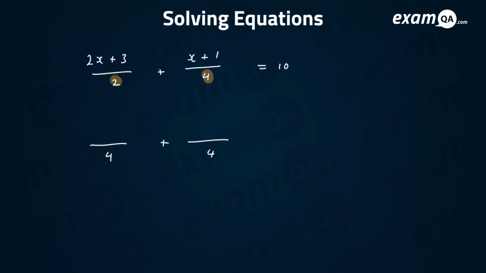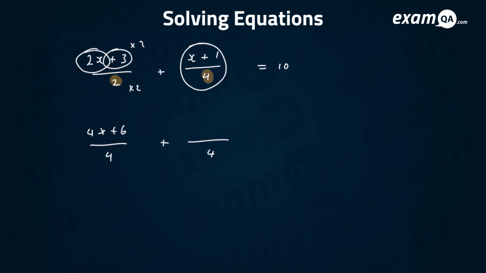How do we go from 2 to 4? You just times by 2, right? That's all we did. So I'm going to times the top by 2 as well. Now be careful, because when you times the top by 2, there are 2 things you need to times by 2. 2x times 2 is 4x. And positive 3 times 2 is positive 6. Okay?